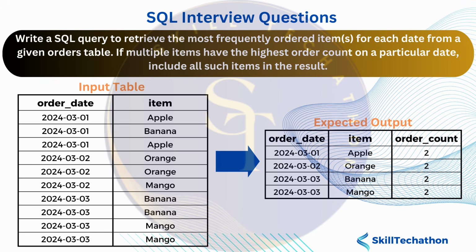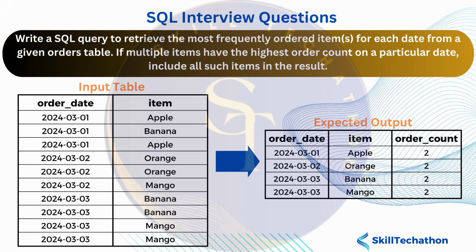In the input table, we have order date and item. On 1st March, we have apple. Then again on 1st March, we have banana. Then on 1st March, we have apple. Then on 2nd March, we have orange. Again on 2nd March, we have orange. 2nd March, mango. Then 3rd March, we have banana. 3rd March, banana. Then again 3rd March, mango. Then again mango.